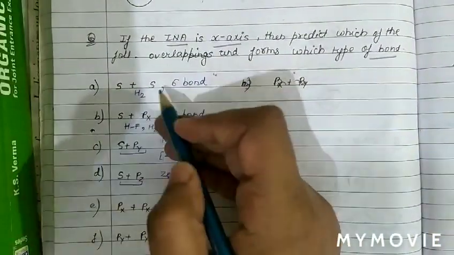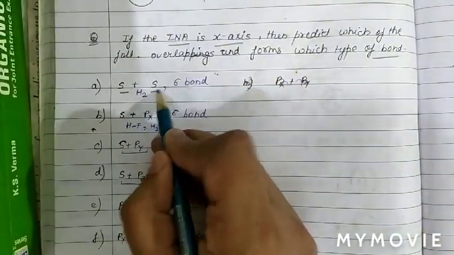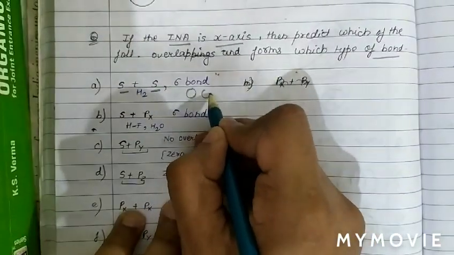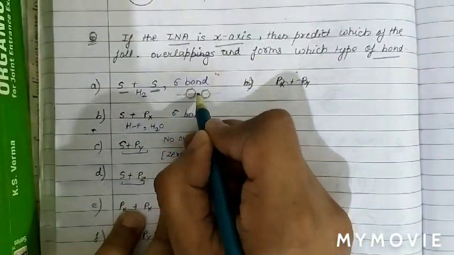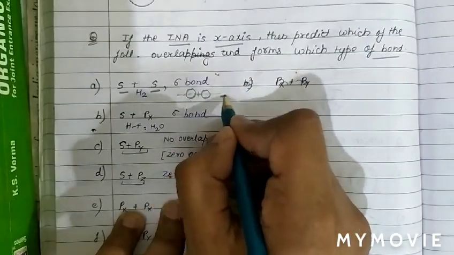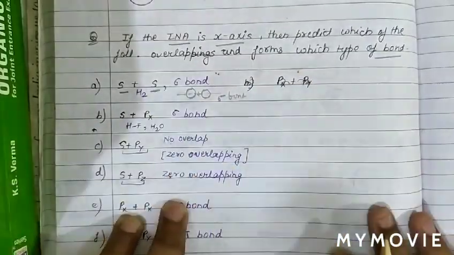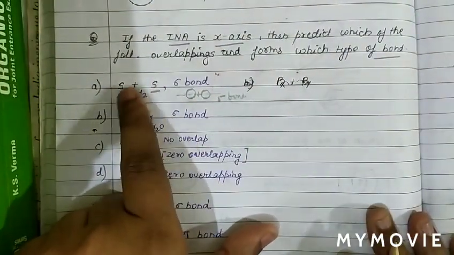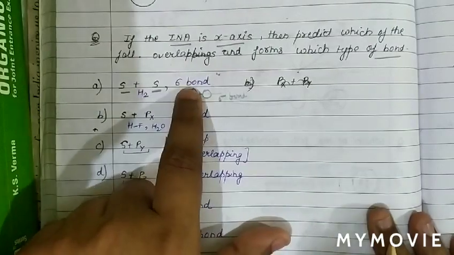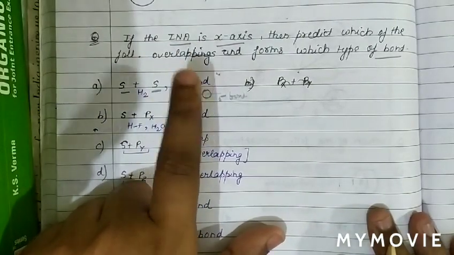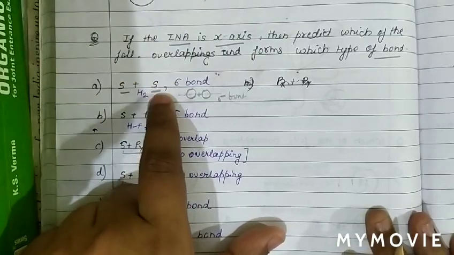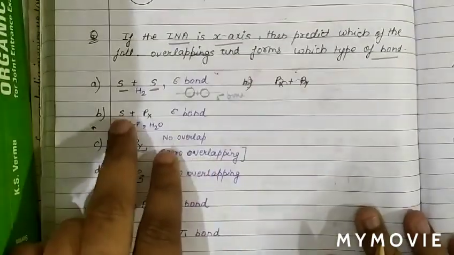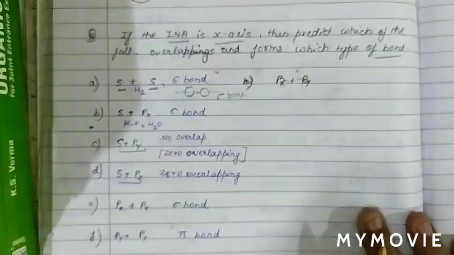First is given s and s overlapping. As we know, when an s orbital and an s orbital overlap along the internuclear axis, a sigma bond is formed. If one of the s orbitals is involved in the bond formation, then there is always formation of a sigma bond. It is confirmed that a sigma bond forms if one of the s orbitals is involved in overlapping. For example, we may take the H2 molecule.